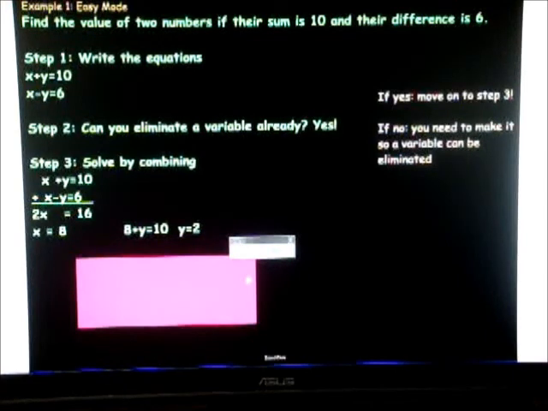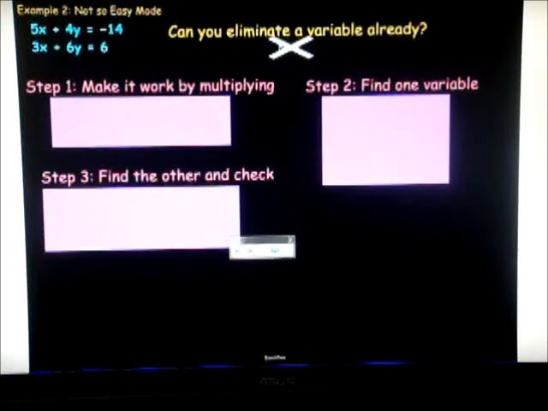Now, although in this problem we were like, woohoo, ready to go, we could eliminate a variable, the other 2 really don't have that luxury. So this time I gave you not a word problem but an example problem. I just wanted you to think about, again, can you eliminate a variable already? Just looking at the 2 equations, I know my answer is no.